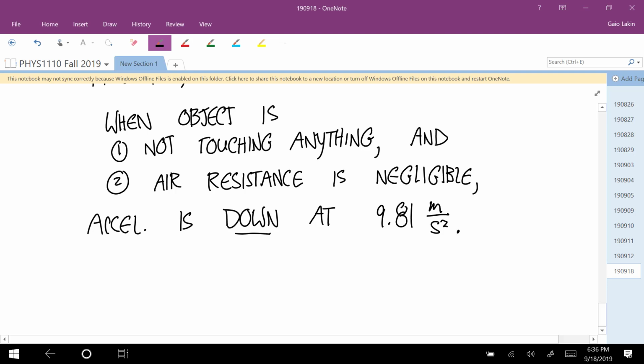Okay, so that's if something is falling, right? When something falls, it falls down. The acceleration is down. What do you think the acceleration is? This is a trick question. What do you think the acceleration is when you throw something up in the air and it's on the way up? Positive? 9.81 meters per second squared up? Yes, it's still this exact same thing, okay?